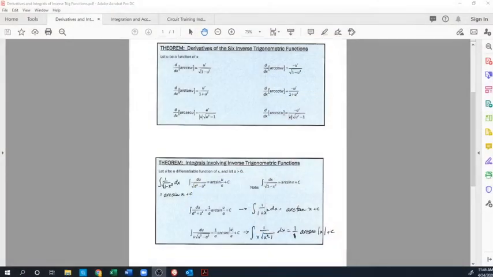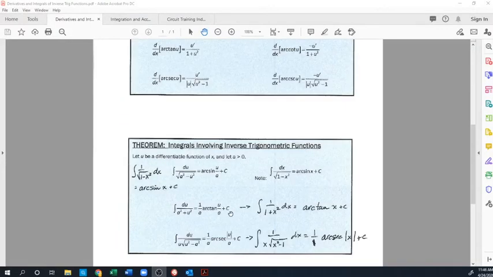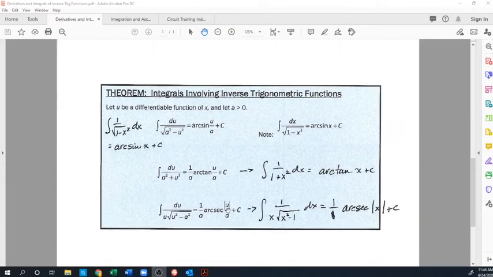So over here, I am going to post this as well. But these are the general forms. This one gives you arcsine. This one gives you arcsecant. Okay, so it's arcsecant of the absolute value of x. So these forms are going to give you that.